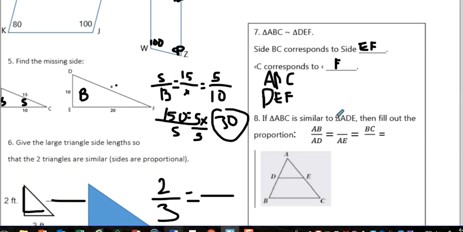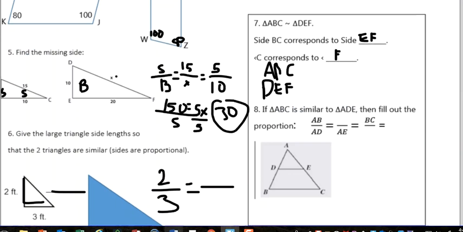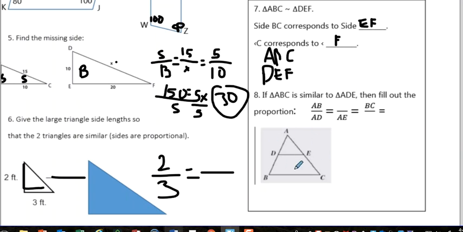If triangle ABC is similar to triangle ADE, then fill out the following proportion. You can certainly use the picture. AB, this long side, is similar to AD, the short side. It's a little triangle inside of a big triangle. Okay, so we're going big to little on this one. So then it's like, well, what matches on the big with AE? Well, AC does. But if you don't see that, line up your letters. Okay, and we're looking for what's the same as AE. AE, AC.